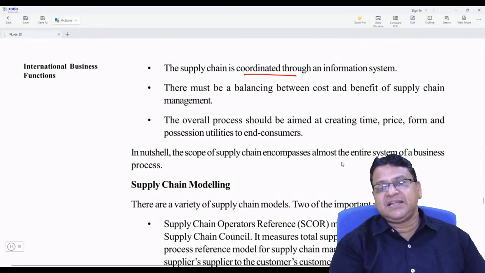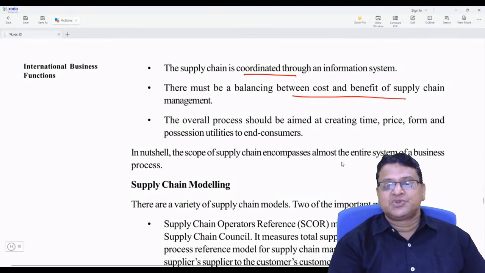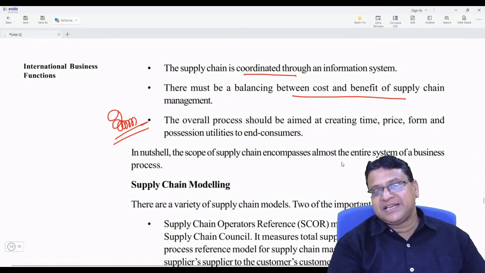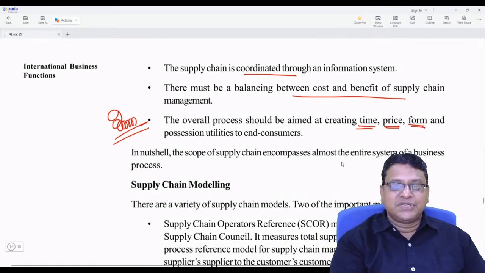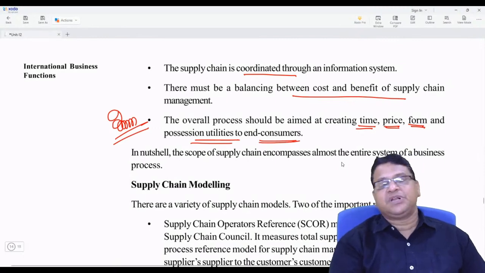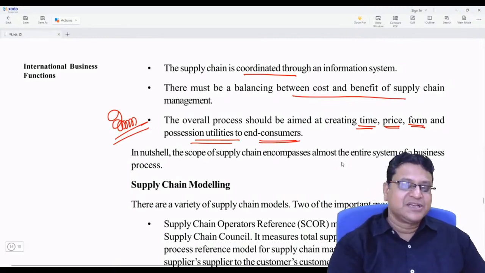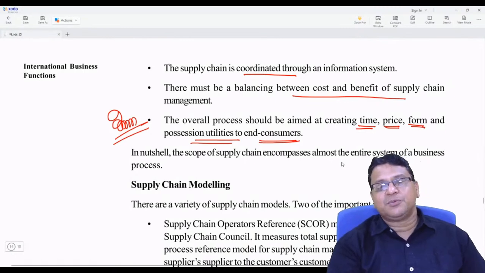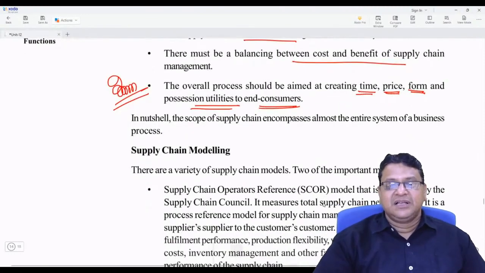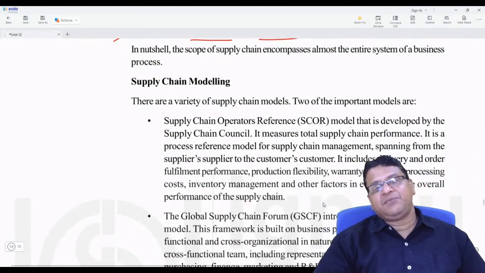There must be a balance between cost and benefit of supply chain. Supply chain management must be designed in such a way that it creates time utility, price utility, form utility, and possession utility for end consumers. These four types of utilities must be created in international supply chain management. These are the scope of international supply chain management.